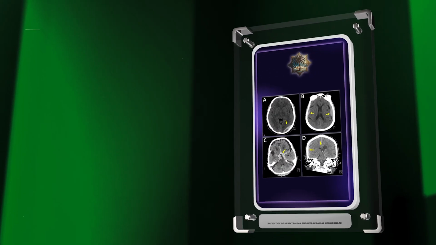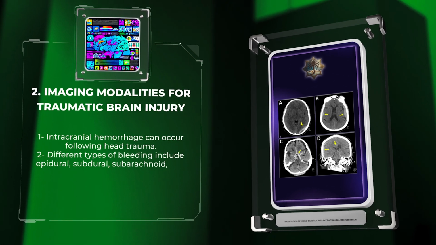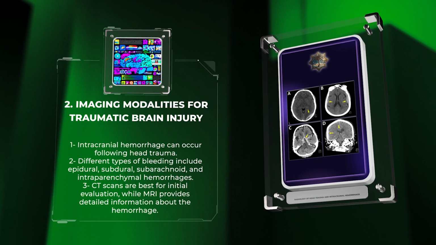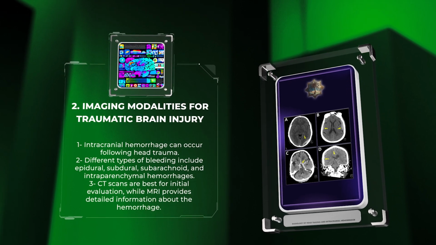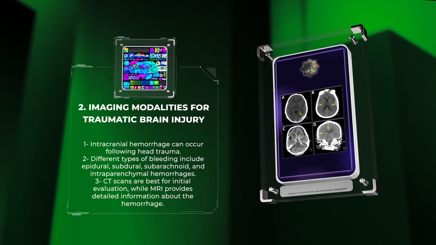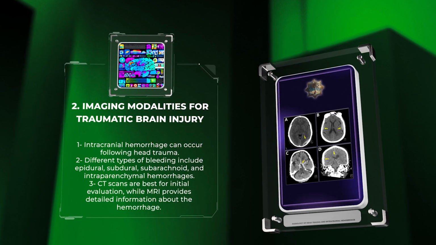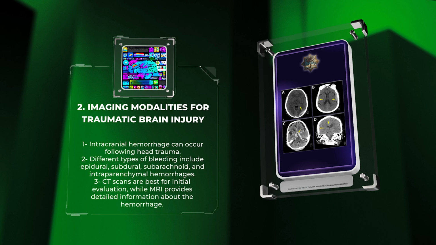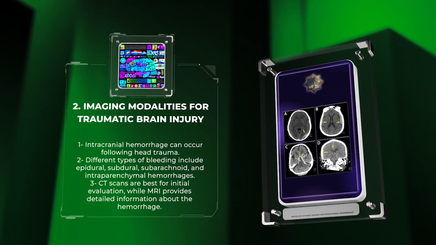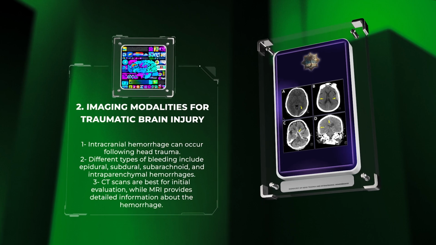Intracranial hemorrhage, or bleeding within the skull, can occur following head trauma. Different types of bleeding include epidural, subdural, subarachnoid, and intraparenchymal hemorrhages. CT scans are best for initial evaluation, while MRI provides detailed information about location, size, and complications of the hemorrhage. Understanding the capabilities and limitations of each imaging modality is crucial for accurate diagnosis and management of patients.